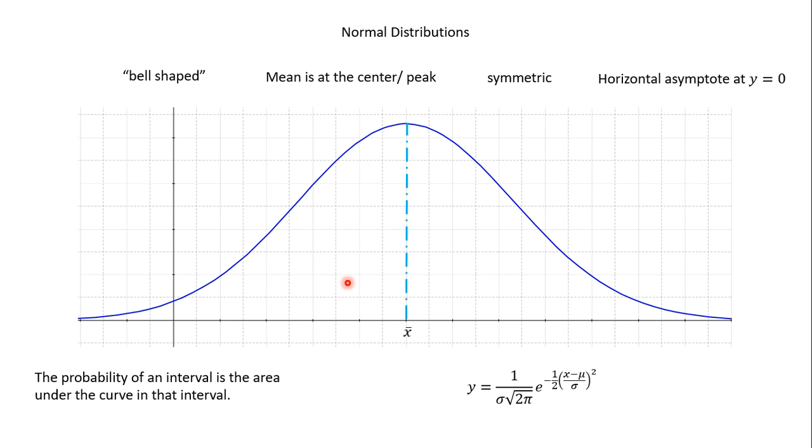But the equation is this. It's y equals 1 over the standard deviation times the square root of 2 pi times e to the negative 1/2 times x minus mu over sigma squared. Mu is the population mean, where x bar is the mean of the sample. We can just assume that they're basically the same right now. But yeah, that is ugly, and we don't use this equation.